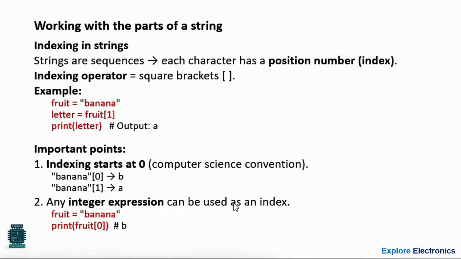Any integer expression can be used as an index, which means I can take any integer expression, that is 0, 1, 2, 3, 4 within the limit, because I have only 0, 1, 2, 3, 4, 5. For example, if I want to access the fruit banana completely, the string banana, then I have to give 0 to 6. Then I can access the banana. In this example, we have taken index 0, where I will get the output as B. I think you are very clear with the indexes in strings.